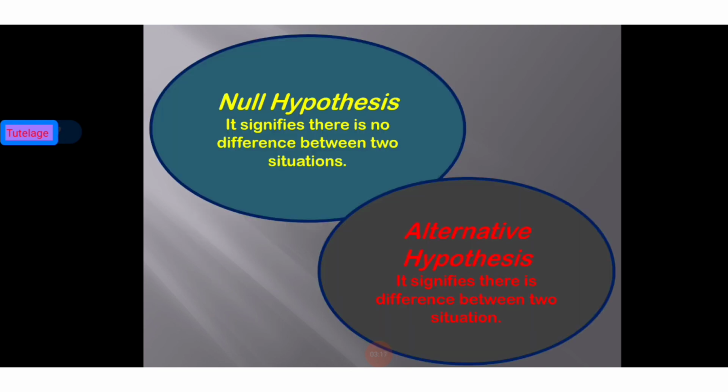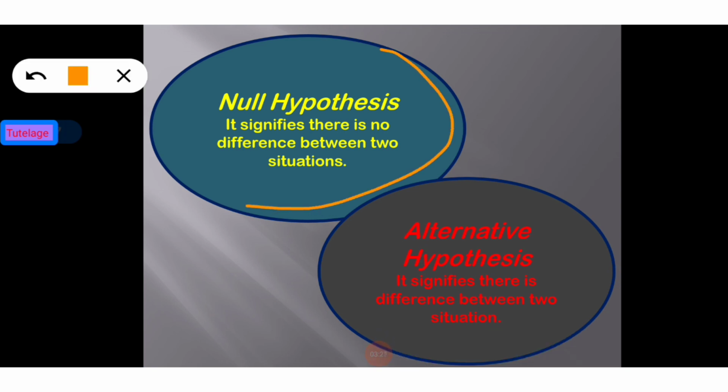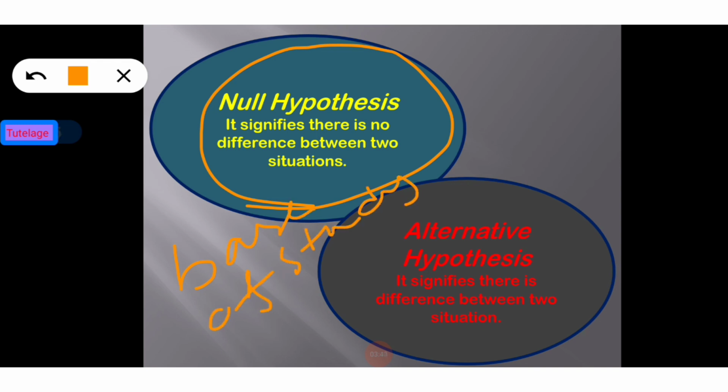So now take a look at the concept of null hypothesis and alternative hypothesis. Moving on to the first concept, the null hypothesis. What do you mean by a null hypothesis, learner? The null hypothesis is the base of a study. It is the base of study. Clear?